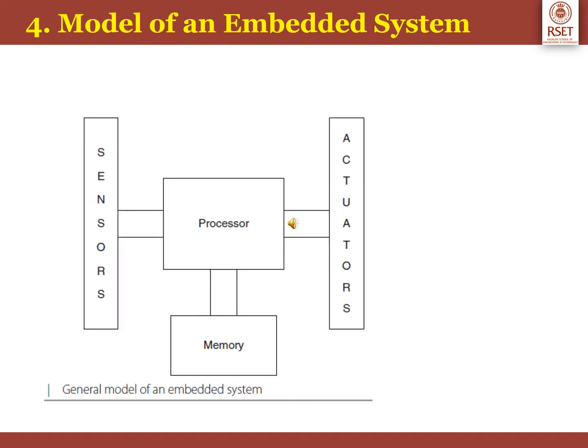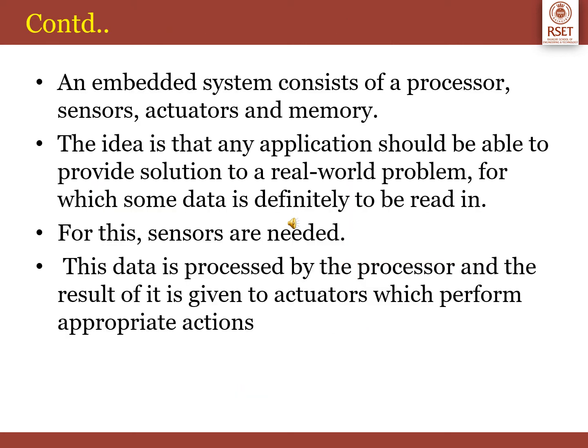The model of an embedded system consists of a processor, actuators, memory, and sensors. It's shown in the figure. The idea is that any application should be able to provide a solution to a real-world problem for which some data is to be read. For this data reading, the sensors are needed. This data is processed by the processor, and the result of this is given to the actuators, which actually perform the appropriate actions.